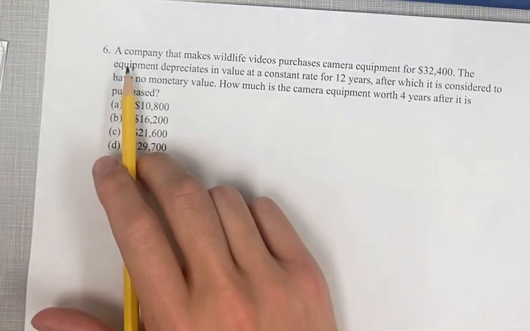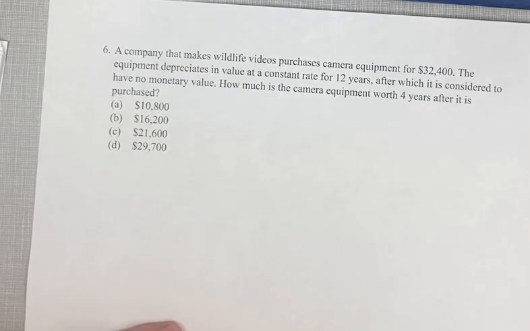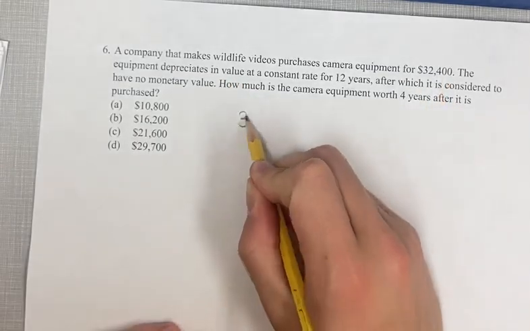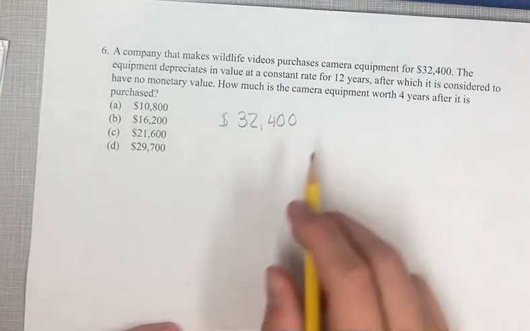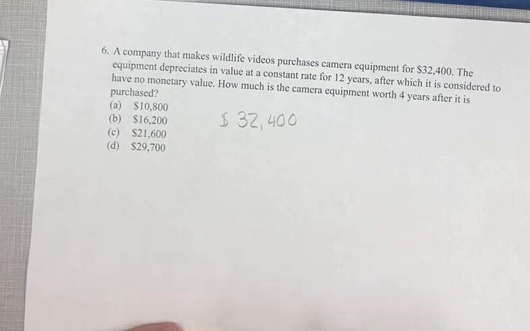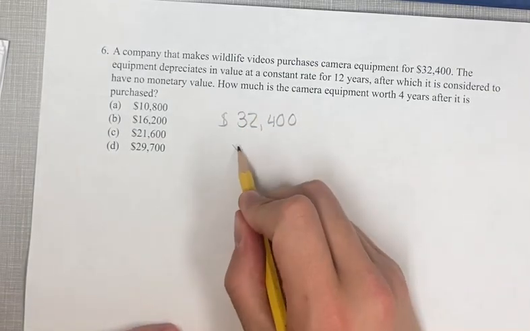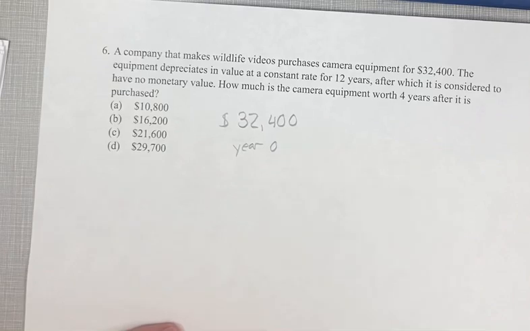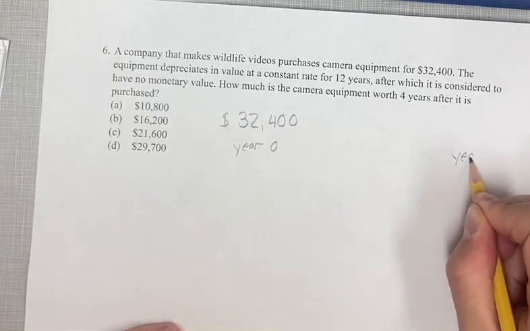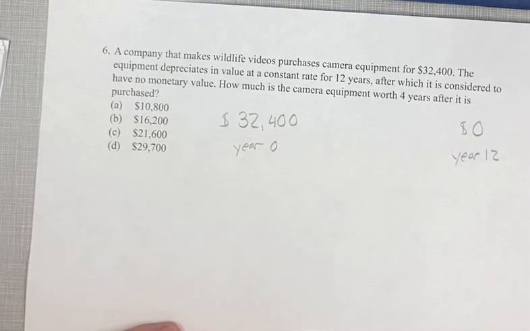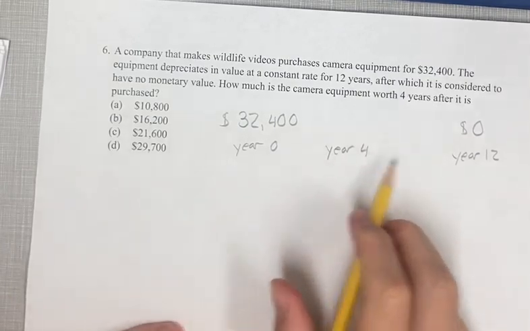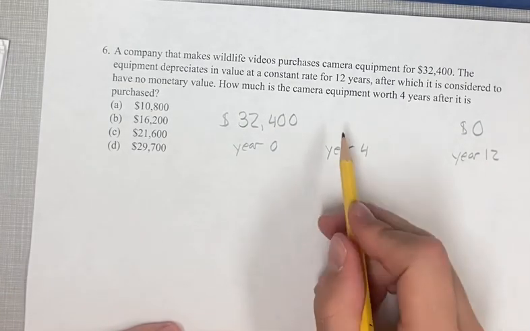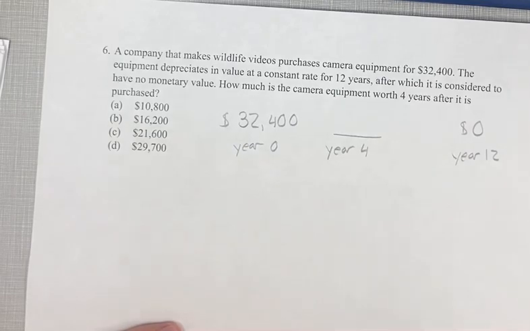In this problem, we have a company making wildlife videos, and they purchase camera equipment for $32,400. The equipment depreciates in value, it decreases in value, at a constant rate for 12 years, after which it is considered to have no monetary value. So at year zero, right when they buy it, it costs $32,400, and 12 years later, in year 12, it costs $0. And we're asked 4 years after it's purchased, which would be year 4 for this year counting thing that we're doing, we're asked what is the worth at this time.